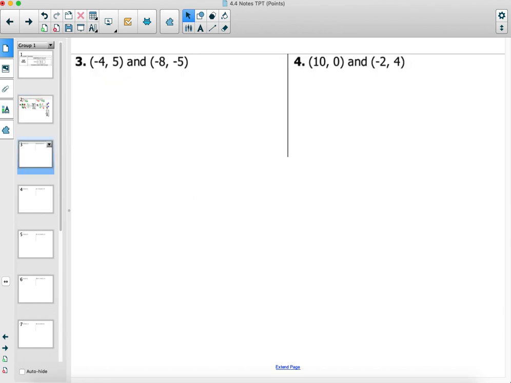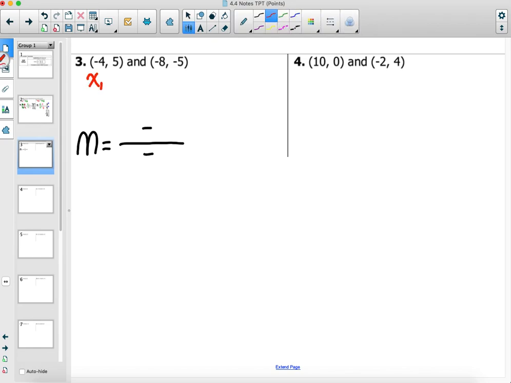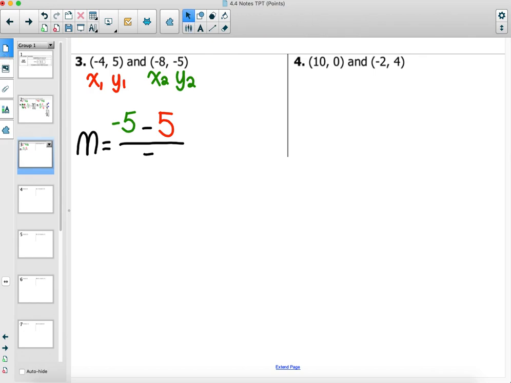Number 3, we'll begin with the m equals, draw the fraction, put the minuses on the top and the bottom, label our points, x1, y1, x2, and y2. So we subtract the y's on top, y2 comes first, so negative 5 minus the y1, which was a 5, x2 minus x1 on the bottom, so that's negative 8 for the x2, and the x1 was negative 4.